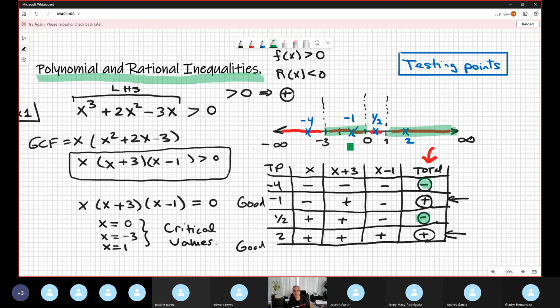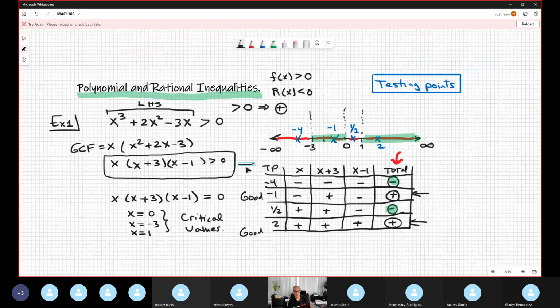Okay, so I am ready to understand and write the final answer. The final answer of this inequality is, of course, I like so much in the test, can you write the answer in interval notation?